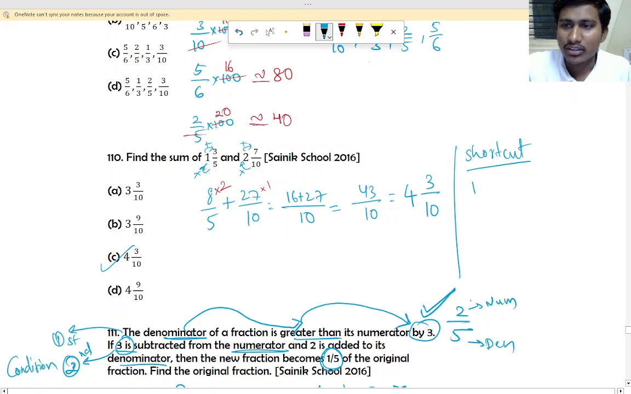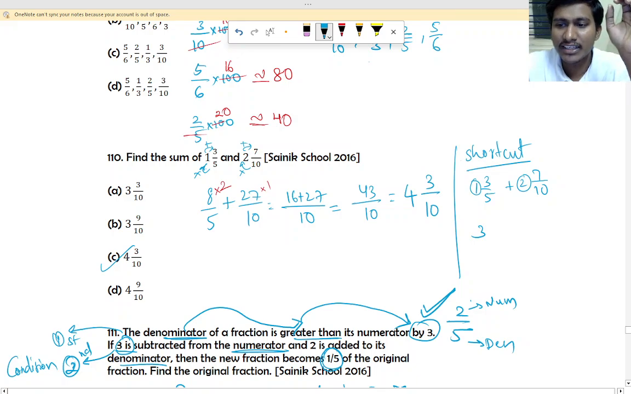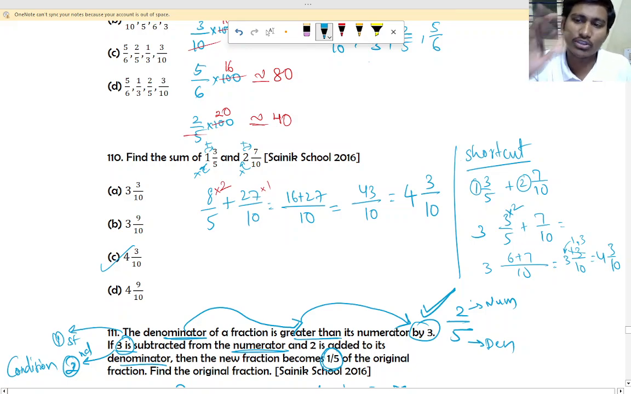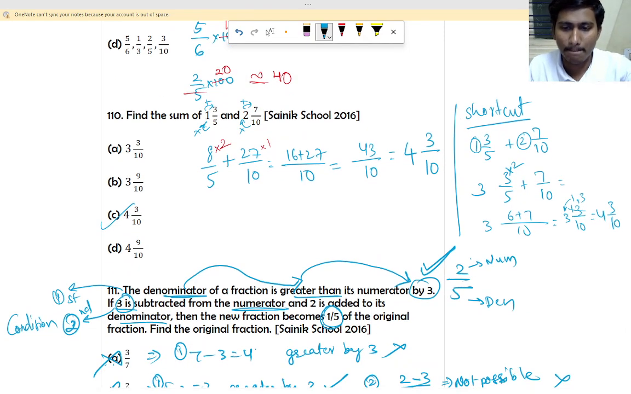The shortcut is, 1 and 3 by 5 plus 2 and 7 by 10. You take them separately: 1 plus 2 is 3. Then add 3 by 5 plus 7 by 10 separately. 3 twos are 6, 6 plus 7 is 13, so 13 by 10. 10 ones are 10 and 3 will be remaining. This is bigger than one, so we write it as a mixed fraction. That 1 you add to the 3, so 3 plus 1 is 4, and 4 and 3 by 10 will be the answer. You can do it with this shortcut also, adding the whole numbers separately. Good. So for questions like these.